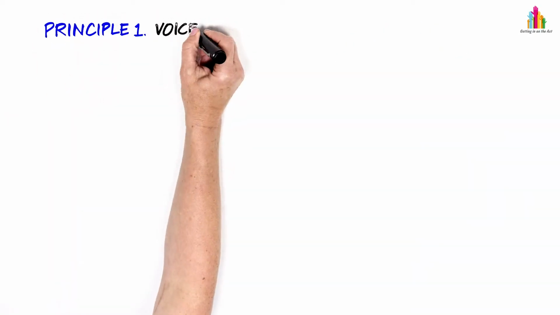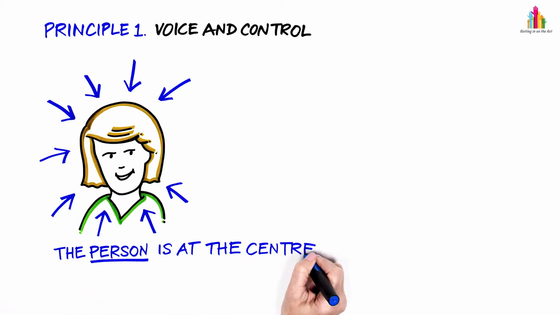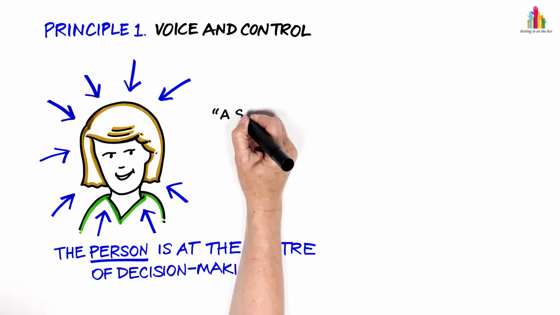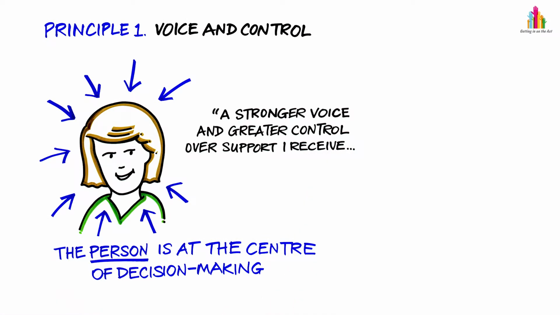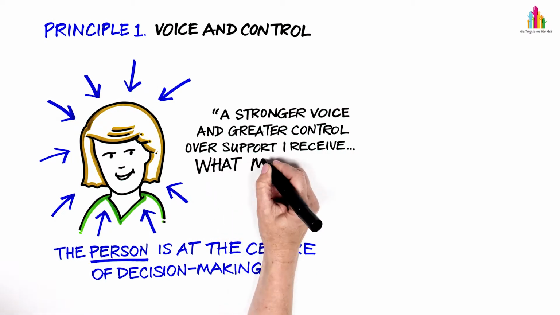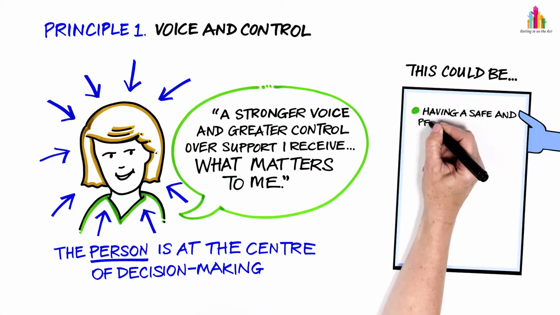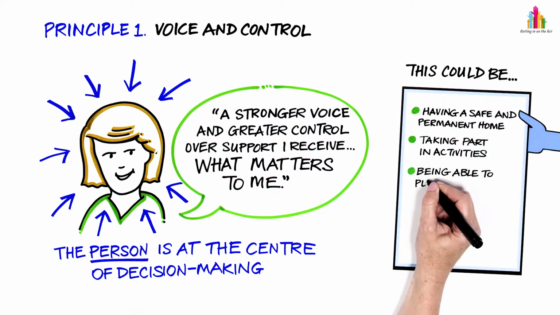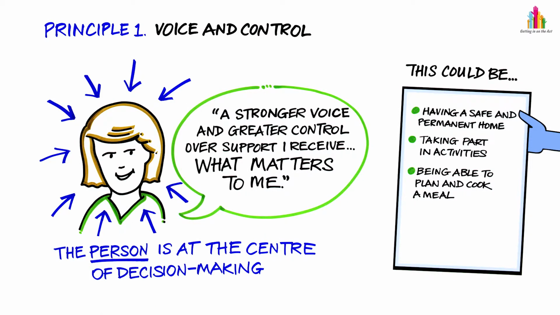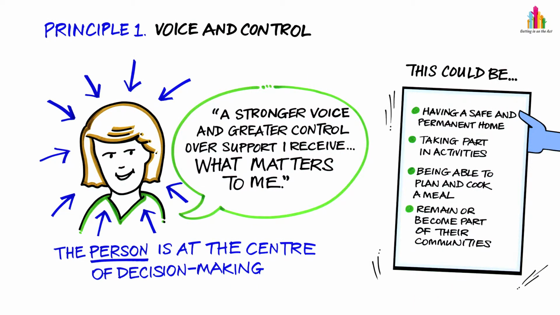Principle 1. Voice and control. The Act puts an individual and their well-being at the centre of decision-making. It gives people a stronger voice and greater control over the support they receive and promotes their well-being, so they can achieve what matters most to them. This could be having a safe and permanent home, being able to take part in activities they enjoy, or being able to plan and cook a meal. This will enable individuals to stay independent for longer and to remain or become part of their communities with the support of families and friends.